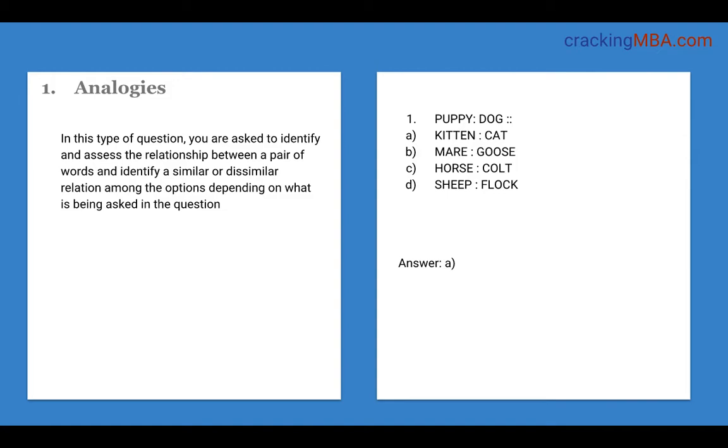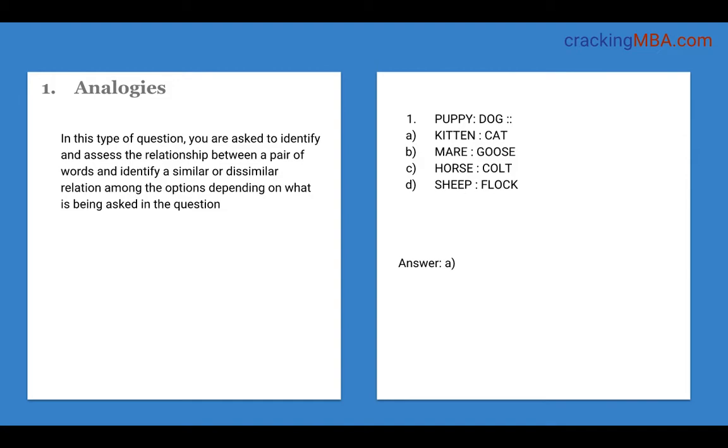We are saying puppy is to dog, and the question is saying find a similar relationship among the options. A puppy is a small version of a dog. Okay, we know that. So we need to find the similar analogy. If we look at the options, kitten is to cat is something that is similar. Similarly, horse is to colt. A colt is a small horse.